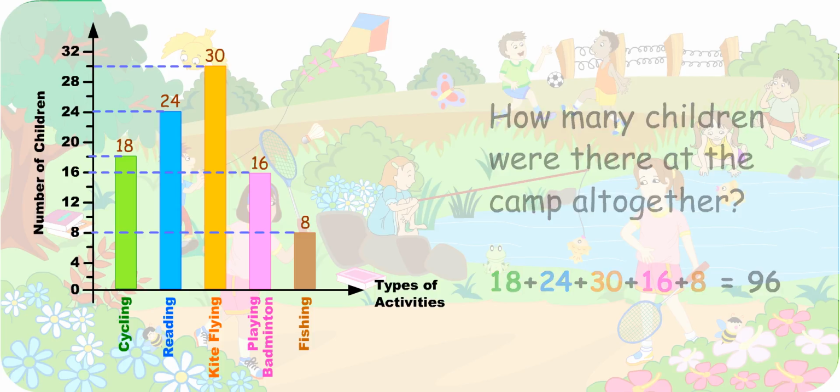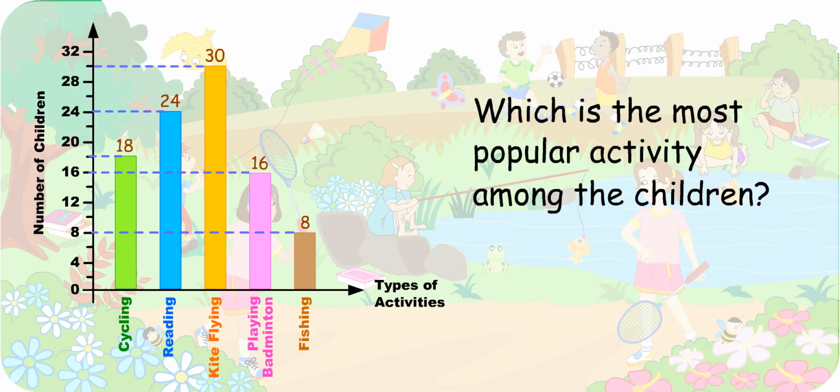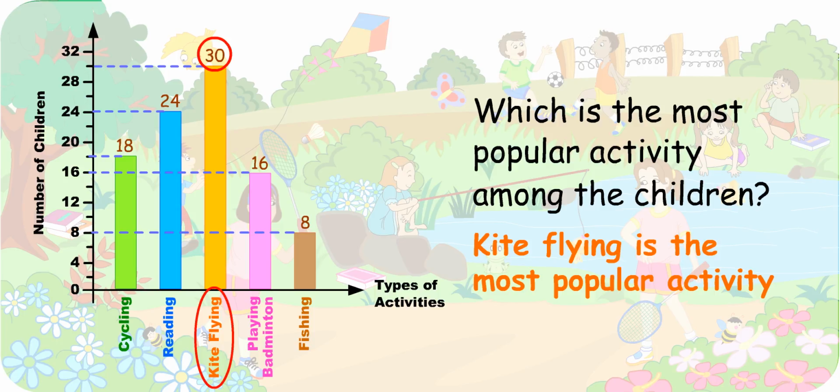Now, Turbo Girl, can you tell me which is the most popular activity among the children? Of course, the greatest number above the bar is 30. This number refers to the number of children flying kite. Hence, kite flying is the most popular activity. Excellent, Turbo Girl. That was a very good and clear explanation.